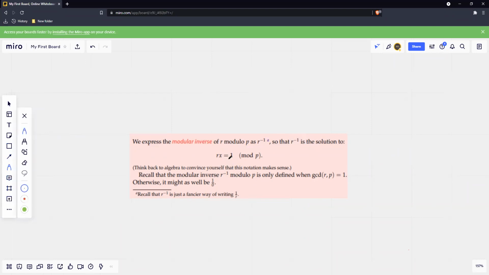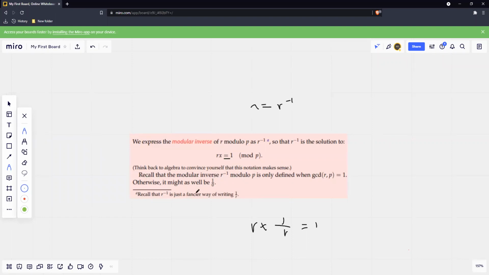Oh, we forgot another line here, I think. rx is congruent to 1 modulo p. So basically, we're just saying that x equal to r to the power of -1 is going to be a solution, because r times 1 over r is equal to 1, right? No matter what, it's still going to be 1, and p is an integer. Oh, yeah, we can see that. So r times 1 over r is equal to 1.